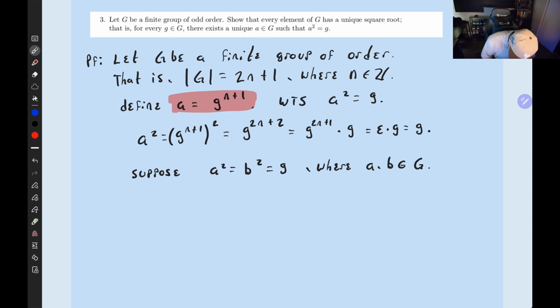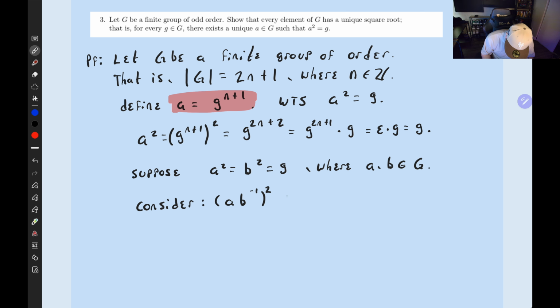And now we're going to consider the elements. So we're going to operate A and B inverse. So consider A times B inverse, and we're going to square this element here. Again, the goal we're after is we're trying to show that A and B, these two elements, are actually the same element.